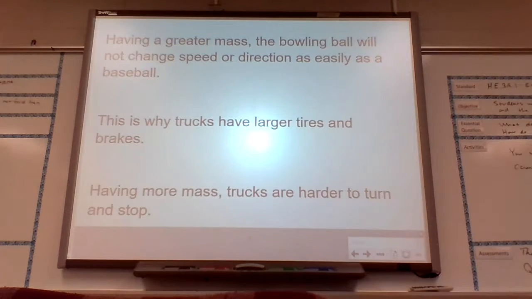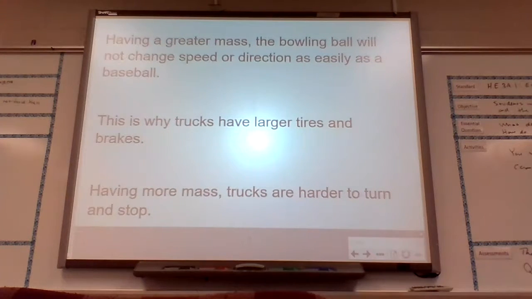Trucks have a lot more mass than small cars do. So trucks are a lot harder to turn. They're a lot harder to stop. You need much bigger brakes. You need much bigger tires in order to apply much greater forces in order to get that to happen. Small cars need small tires, small brakes because it's easier to change their inertia. It's easier to start them. It's easier to stop them. It's easier to turn them.